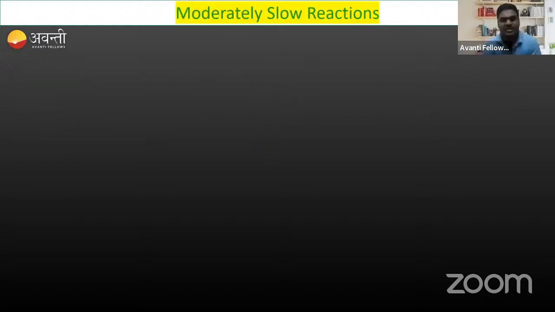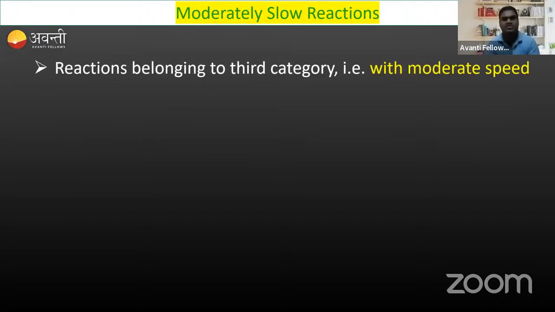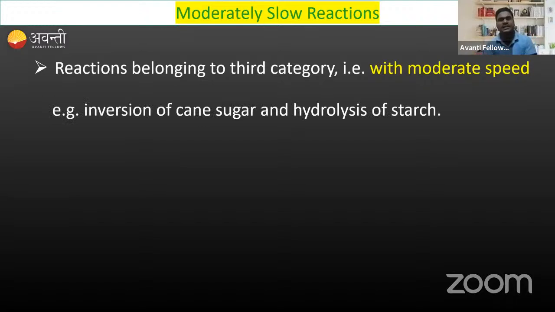Now, the third one is the moderately slow reaction. These reactions belong to the third category with moderate speed, for example, inversion of cane sugar and hydrolysis of starch. So these are the examples of moderately slow reactions.